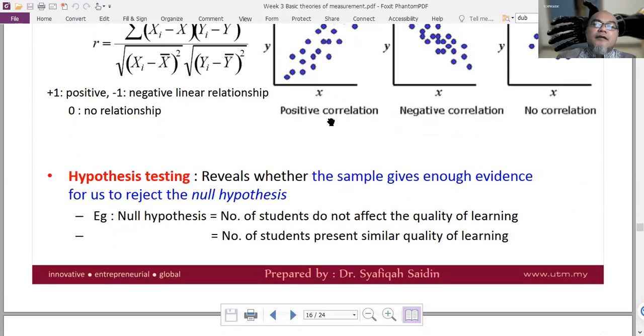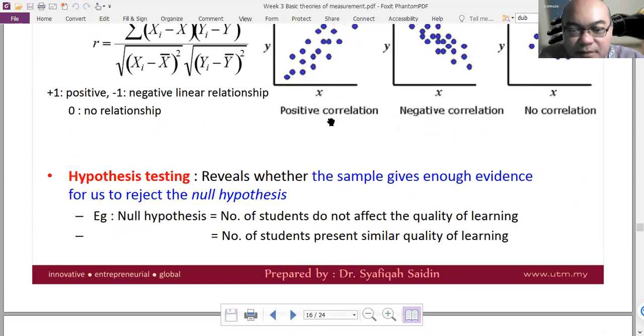Then, when you are doing an experiment, you have a hypothesis. Then you need to do hypothesis testing based on the sample of data that you have obtained. This is to reveal whether the samples give enough evidence for us to reject the null hypothesis.